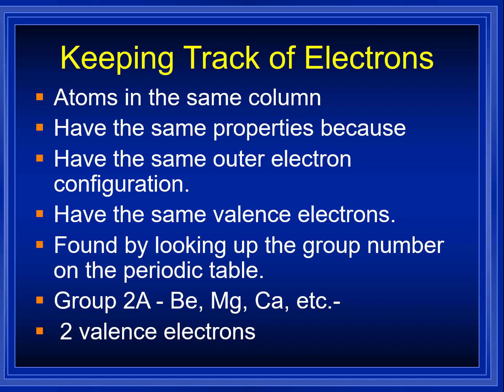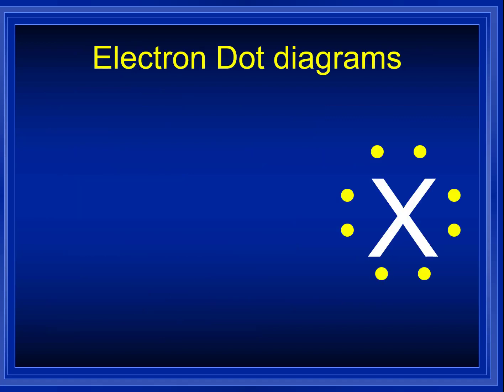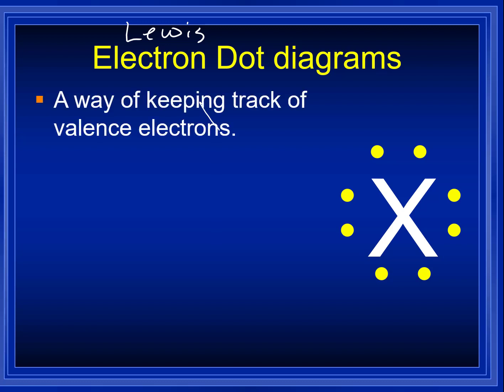Okay. So valence electrons are the key to bonding. So let's keep track of them. To keep track of them now, we're going to use something called an electron dot diagram. Occasionally, you will hear it called a Lewis dot diagram, because a guy named Gilbert Lewis figured out how to do this. Some of you may have done this one before. I may give you a little different view of it. And all it is is a way of keeping track of valence electrons, because those are the ones I have to pay attention to.